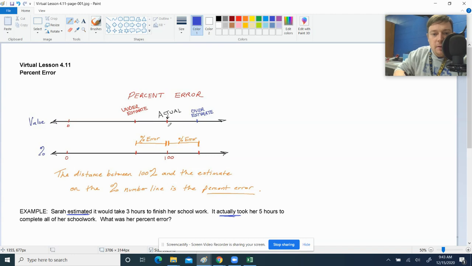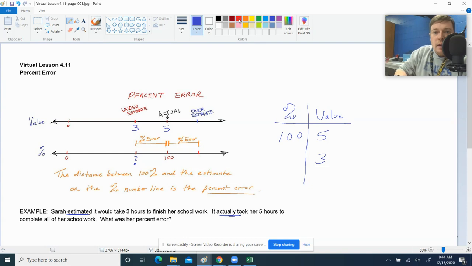Actual is 5, so 5 would go here. 100% is 5. She underestimated, so she would be over here at 3, right, for her underestimation. And our job is to simply find out what percentage that 3 represents, and then the error will be the distance between that mystery number and 100. So how far did she drop below the 100? So we can make a table for this. The percent versus the value. And we know that 100% was 5. And now we're trying to find out what 3 would be as a percentage.